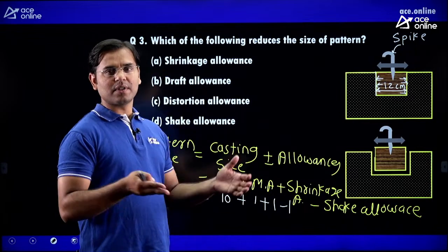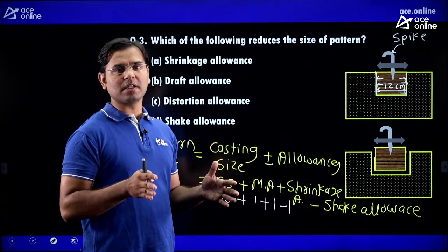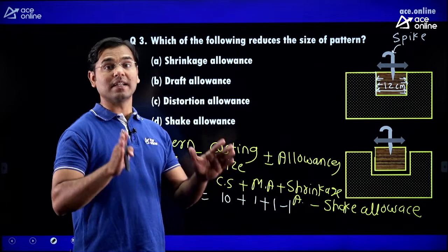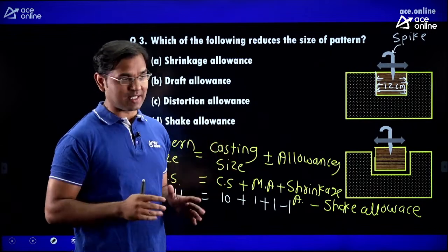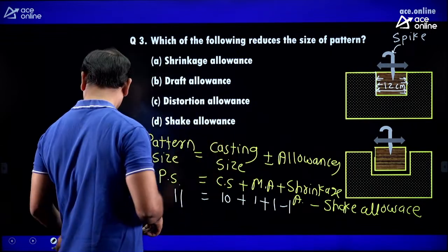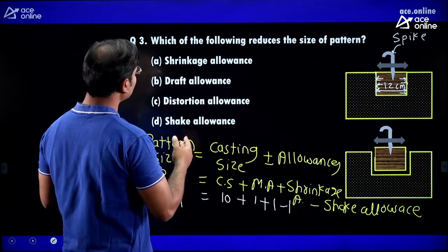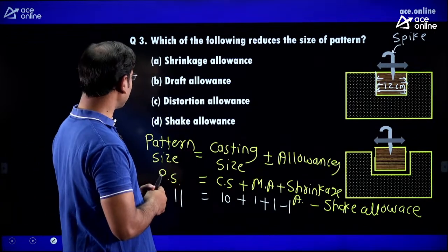And after shrinkage, we will get an 11 centimeter component, and after machining, we can get the 10 centimeter size of component, the exact component. And this is the solution. Then, which of the following reduces the size of pattern?